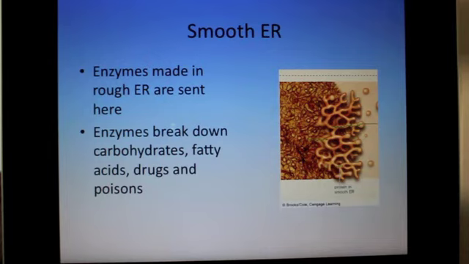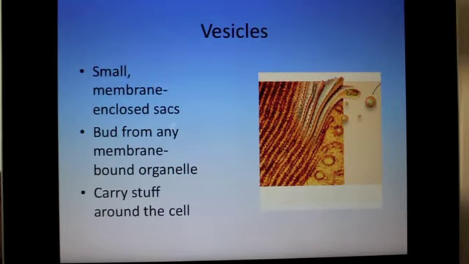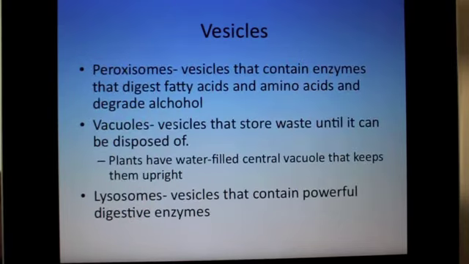The smooth ER is where proteins and enzymes made in the rough ER are sent. These enzymes help the smooth endoplasmic reticulum break down carbohydrates, fatty acids, drugs, and poisons. Then we have the vesicles. The vesicles kind of bud off from the ER, and these are small membrane-enclosed sacs. And they can bud from any membrane, not just the ER. Their purpose is to carry stuff around the cell.